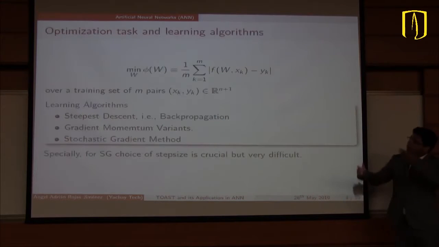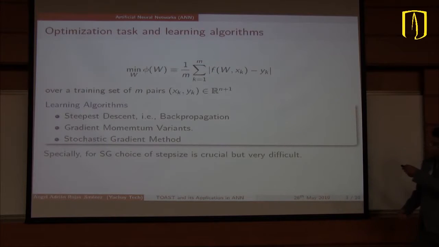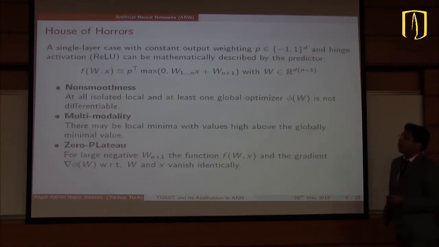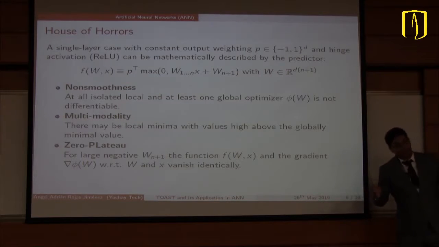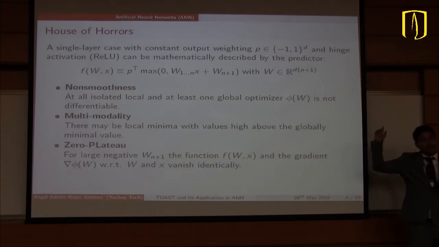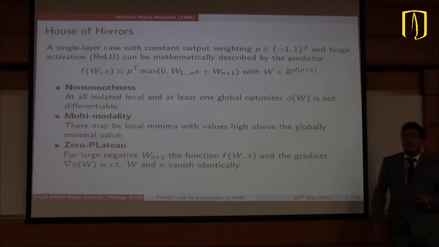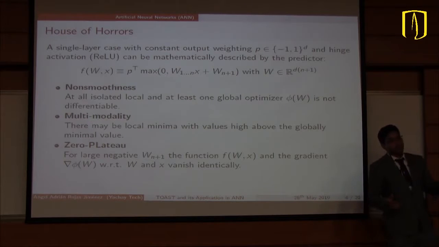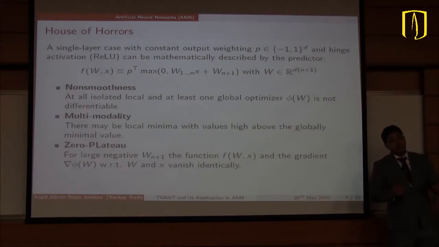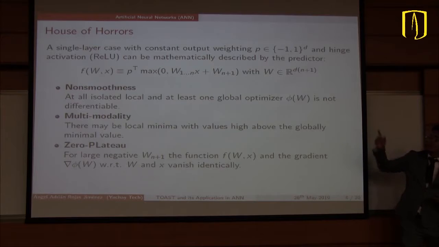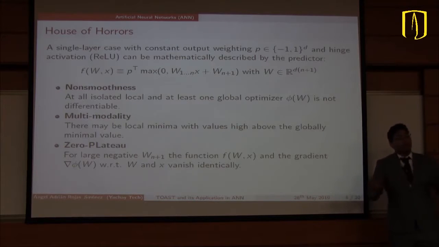Okay, so in order to solve this problem, we can see an example. So a single layer case with constant output weighting, and the hinge activation function, that is also known as the rectifier linear unit, can be mathematically described as f. Here we can see that the hinge function is non-smooth in the kinks of these branches, but it's remarkable to know that the minimal values of this composition occur in that kink where the function is not smooth.